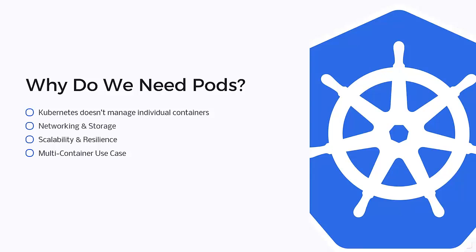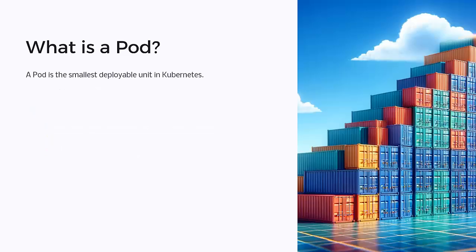Let's take an example for this. Imagine an Nginx web server that serves content. You can add a logging sidecar container inside the same pod to collect the logs. Since both containers are inside the same pod, they share storage and network, making communication seamless. What is a pod? A pod is the smallest deployable unit in Kubernetes. It encapsulates one or more containers, networking, and storage into a single unit.